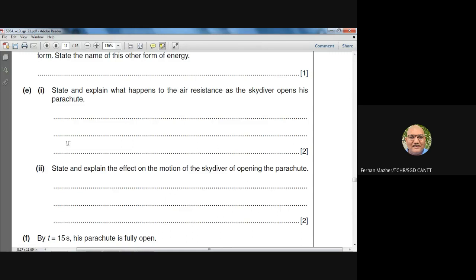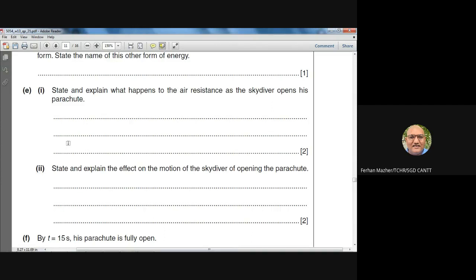I think I have discussed the E first and second parts, but the question was: state and explain what happens to the air resistance as the skydiver opens his parachute. The answer to this first part is simple. When he opens his parachute, his surface area becomes quite large, and due to this, the air resistance he receives increases.